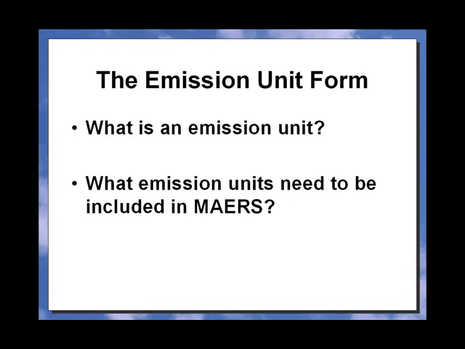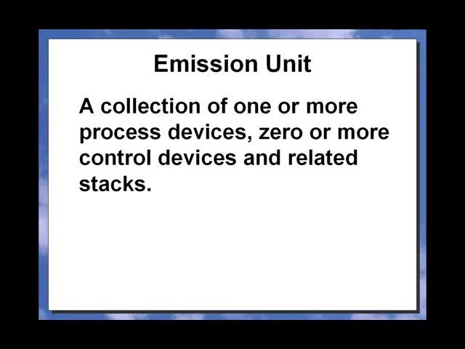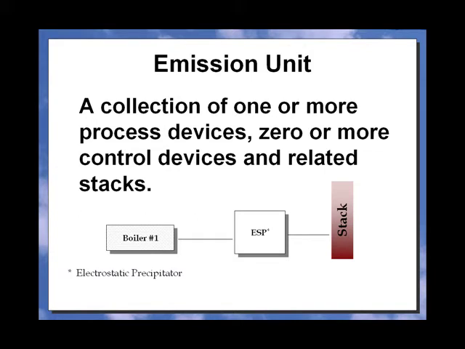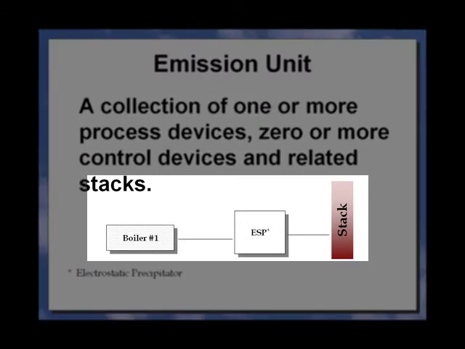Now, before I explain how to complete the form, I'd like to take a few minutes to talk about what an emission unit is and what emission units need to be reported in your MAERS report. Essentially, an emission unit contains one or more process devices, 0 or more control devices, and all the related stacks. One example of an emission unit might be a boiler, its control device, and the associated stack. So here we have a process device, a control device, and a stack, all making up one emission unit.